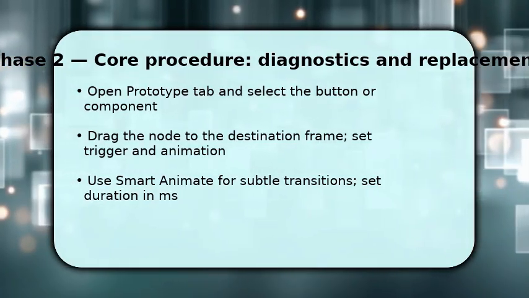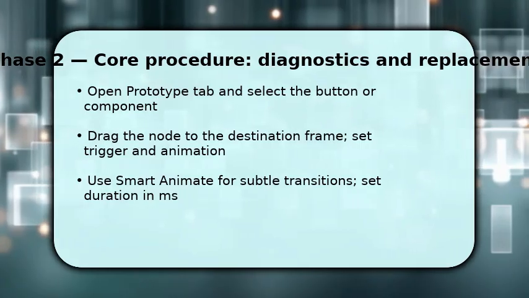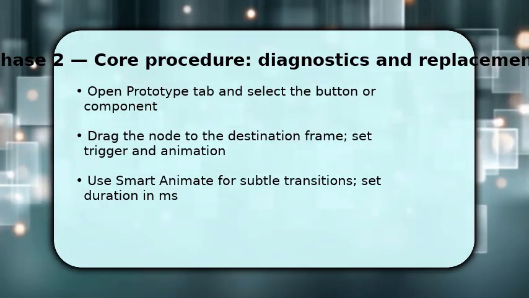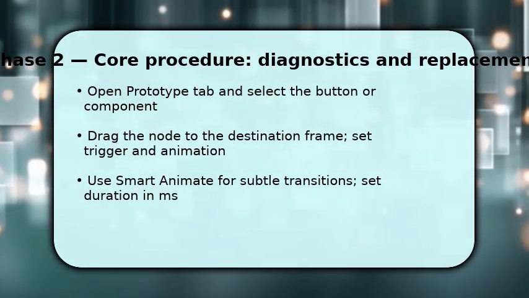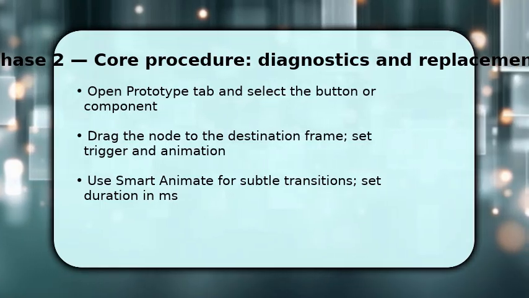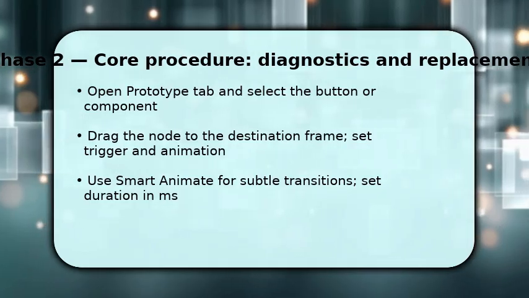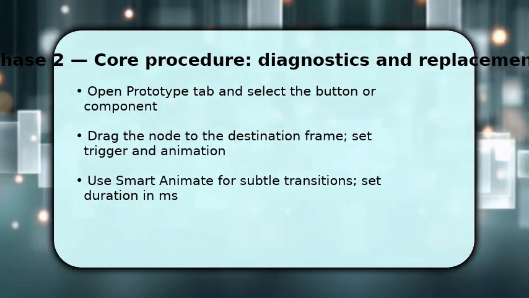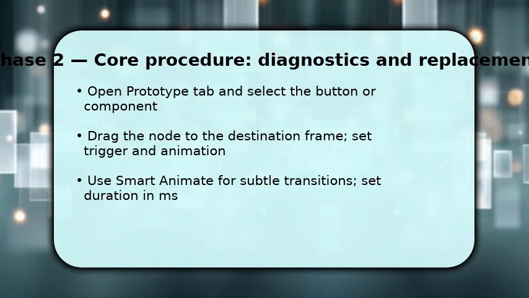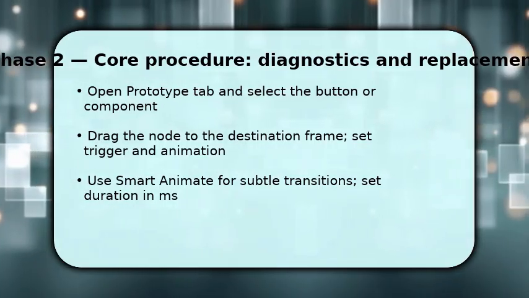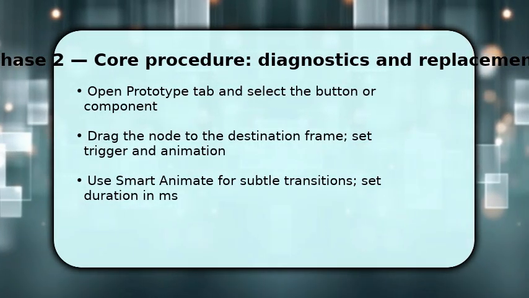Then choose the trigger, on click for desktop, on tap for mobile, and pick an animation type like Instant, Dissolve, or Smart Animate. Smart Animate interpolates matching layers for smooth motion, so make sure names and layer hierarchy match across frames. Finally, set the duration and easing to control the motion.